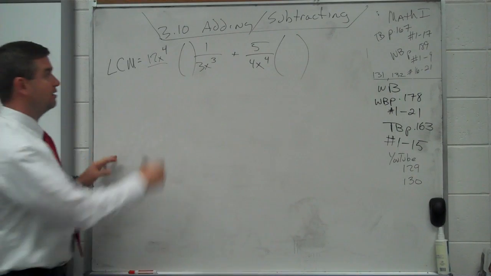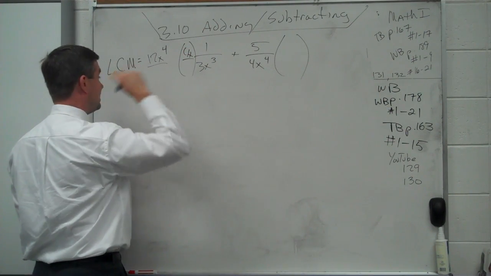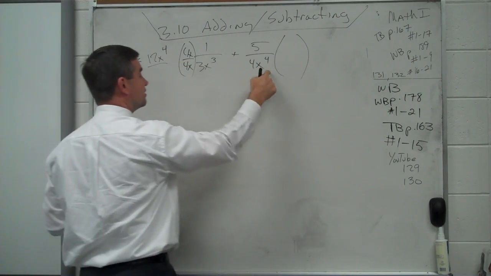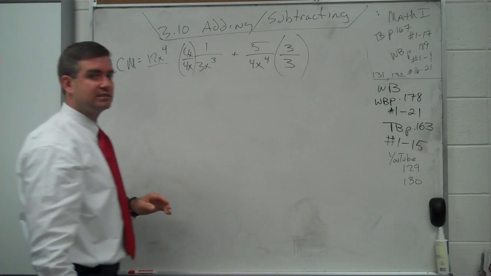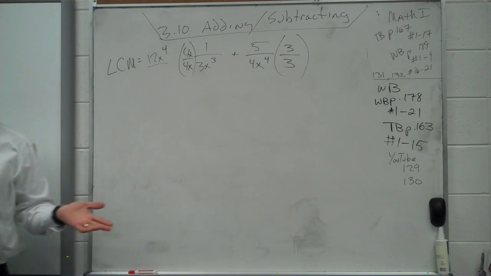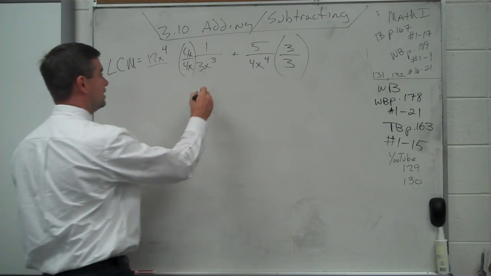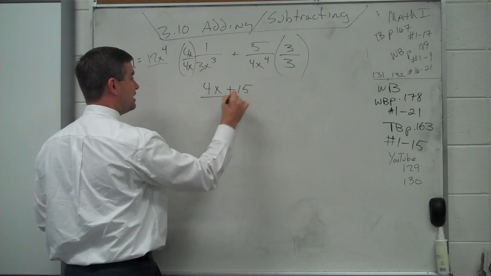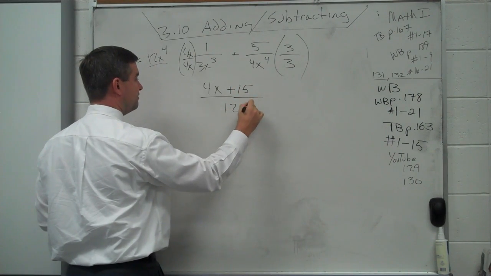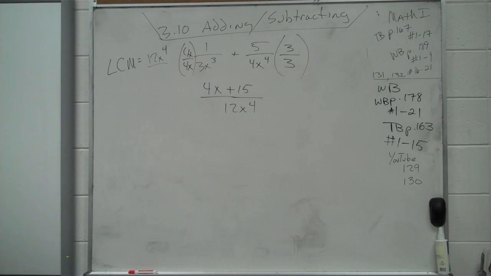What is this one going to be? 4x. 4x over 4x on the top and the bottom. What about over here? 3. 3 over 3. How come I don't need an x on that one? It's already x. It's already to the x to the 4th. I'm already there. Okay? So let's finish this out. 4x plus 15 all over 12x to the 4th. I kind of just put it all together. It kind of flowed together.